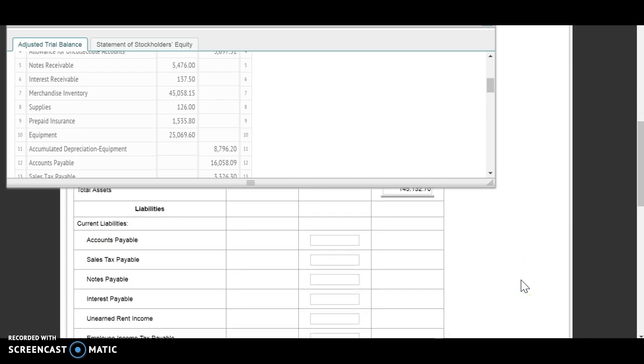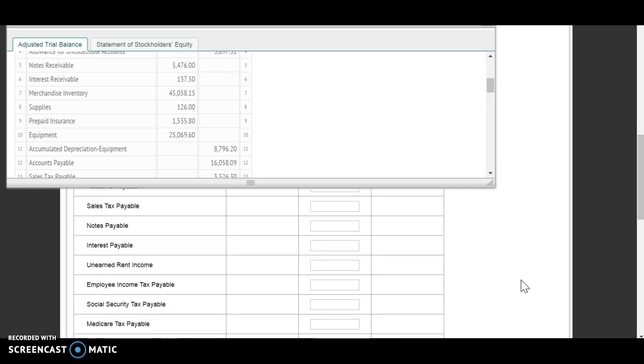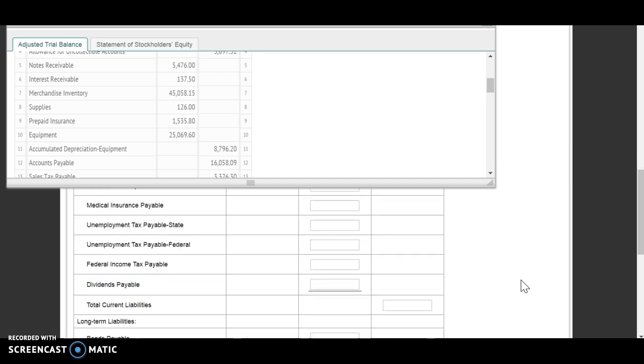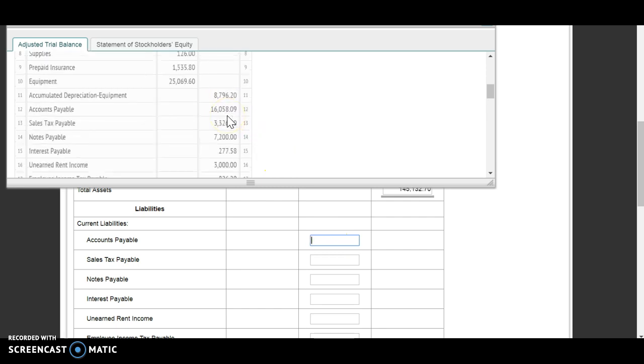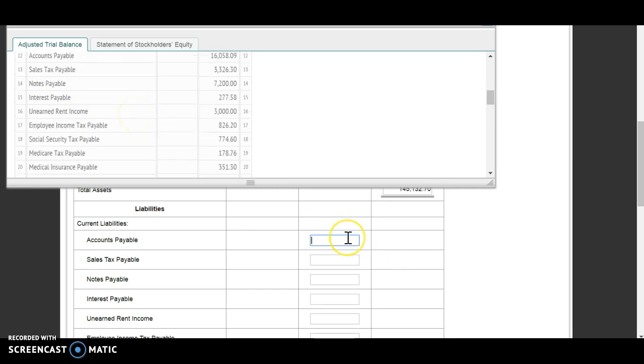Moving on to our next section is our liability section. Our liability section, we have current liabilities and we have long-term liabilities. So we're going to start with our current. Again, going to be looking at my adjusted trial balance. I'm going to start with my accounts payable, $16,058.09. Sales tax payable, $3,326.30. Notes payable, $7,200. Interest payable, $277.58.